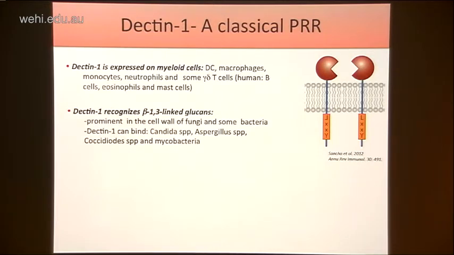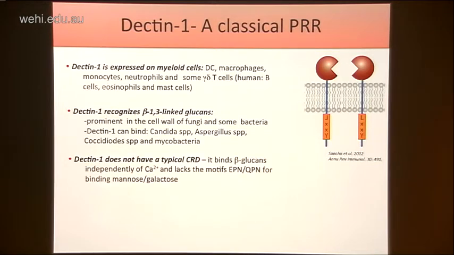Dectin-1 recognizes beta-glucans. Beta-glucans are in the cell walls of fungi and some bacteria, and some examples are listed here. Now, Dectin-1 does not have a typical CRD, calcium recognition domain, carbohydrate recognition domain, but it does bind a sugar. It does so independently of calcium and lacks the motifs that are normally associated with binding either mannose or galactose.